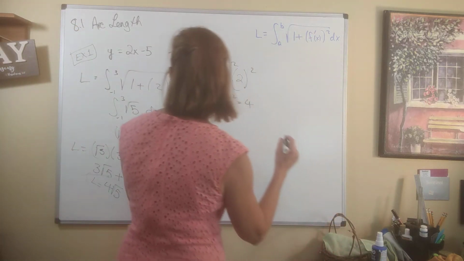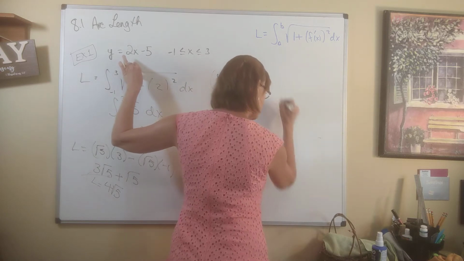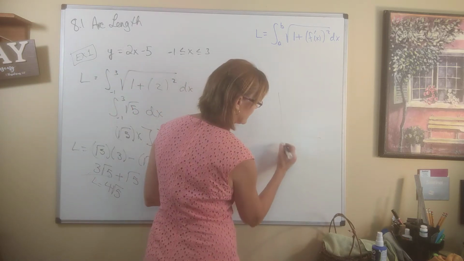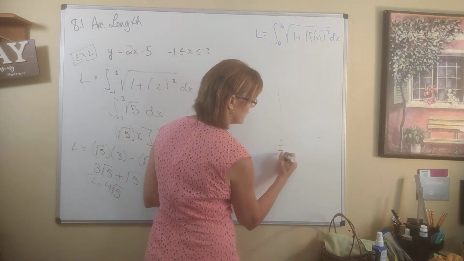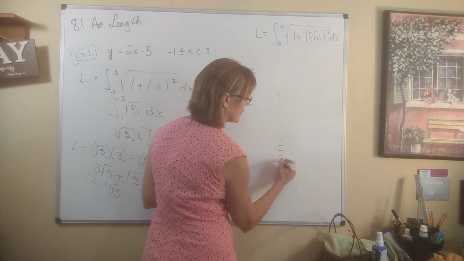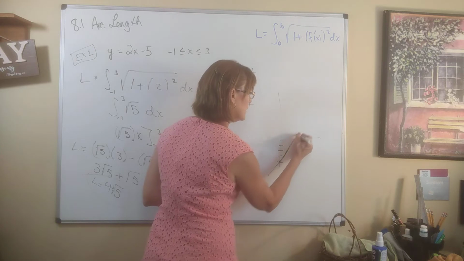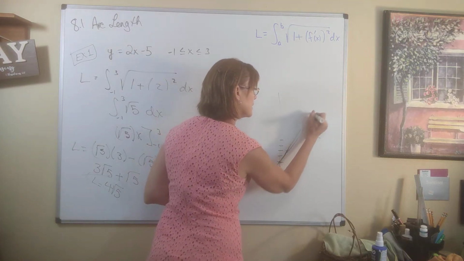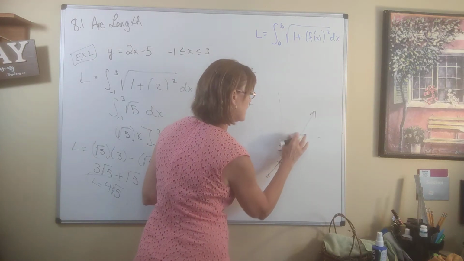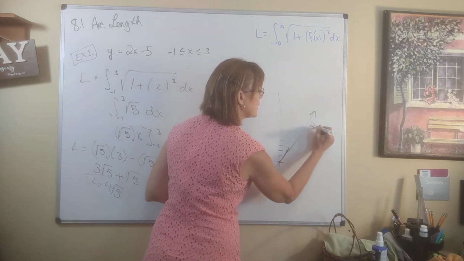So let's draw a quick sketch of this line. This is a line with a slope of 2 and a y-intercept of -5. We're down here at -5. Going to rise 2, run 1. This is kind of what our line looks like right here. Okay, so here's our line, 2x minus 5.